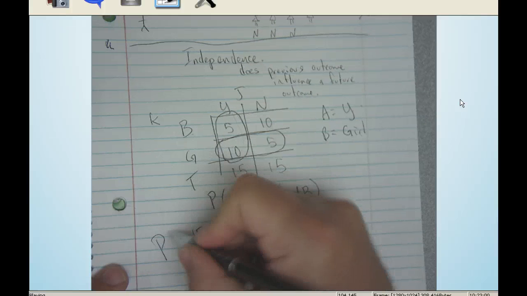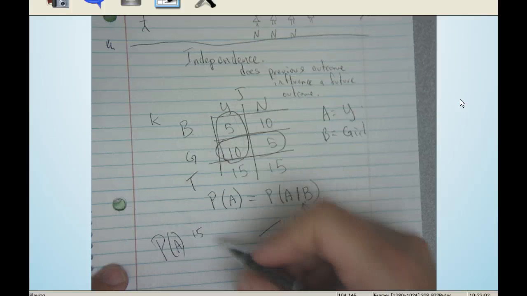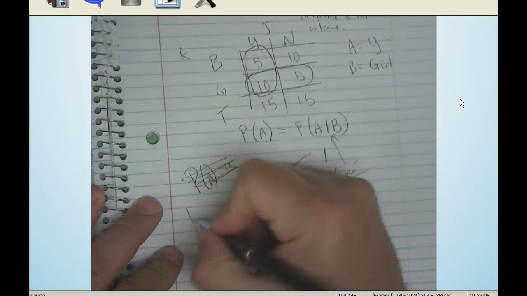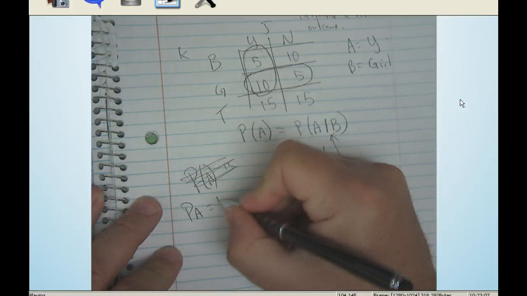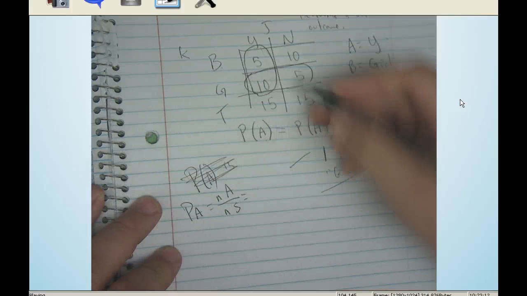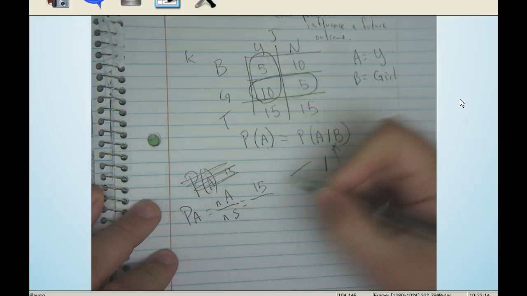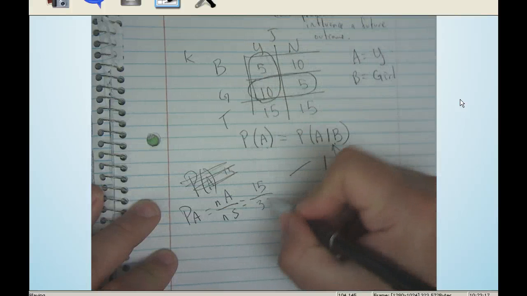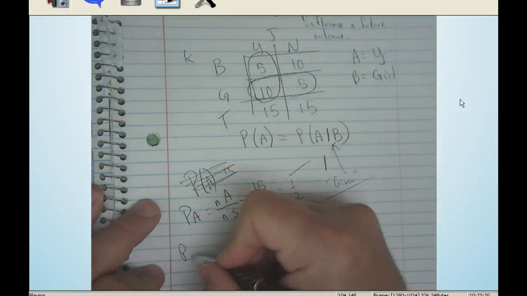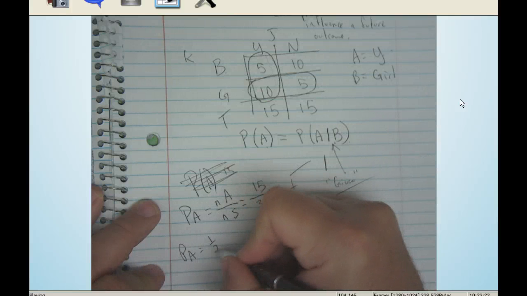So the probability of A, well, let's actually write this out the way we were taught. So we go, probability of A is equal to the number in A over the number in the set. So the number in A was 15, and the number total in the set was 30. So the probability of A is 1/2. Probability of A equals 1/2.